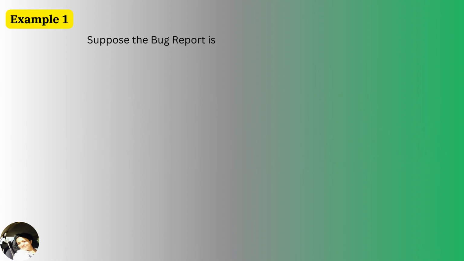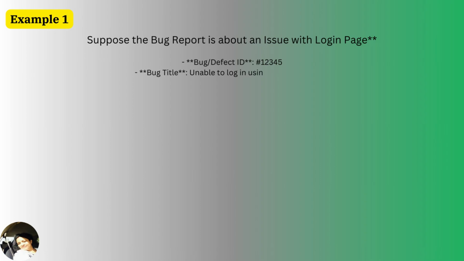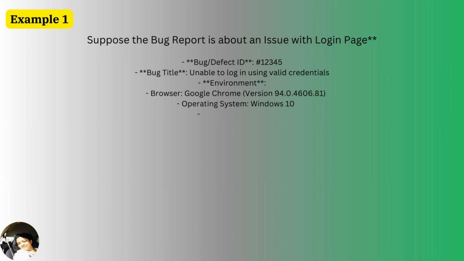Suppose the bug report is about an issue with the login page. So you have to write the bug or the defect ID, for example 12345. Then the bug title, unable to login using valid credentials. Then you have to write the environment. For example, browser, Google Chrome, version number, right? Then operating system, for example, Windows 10. Then severity, high, priority, medium.